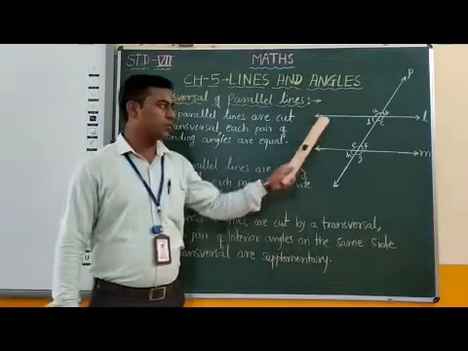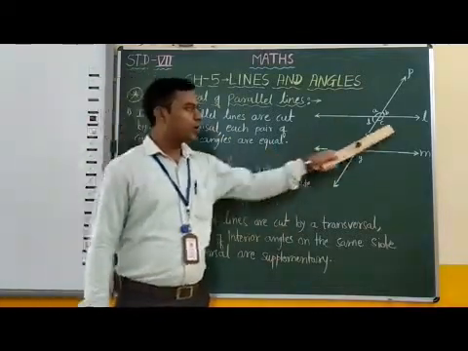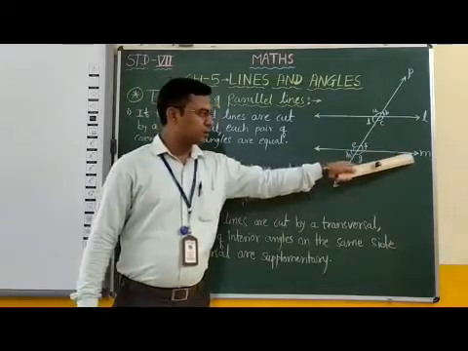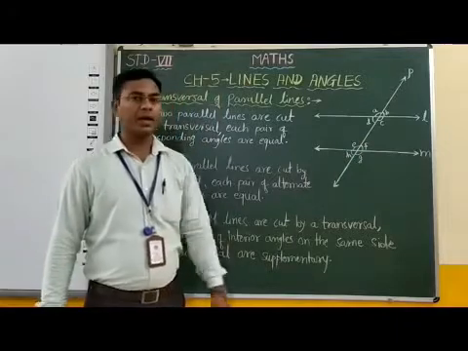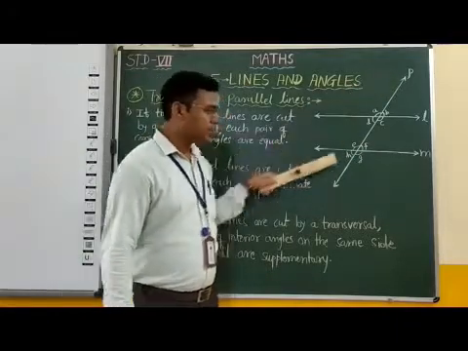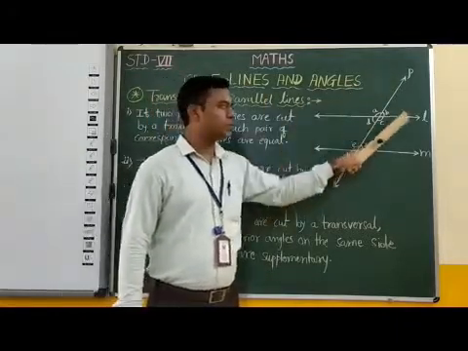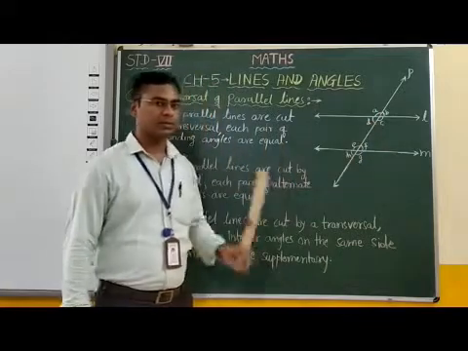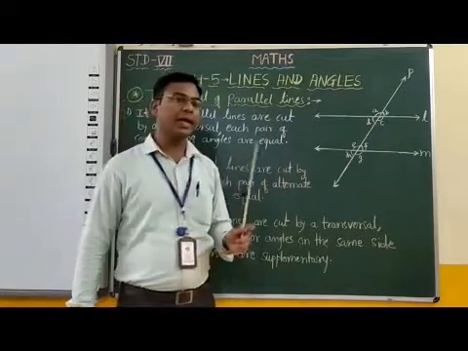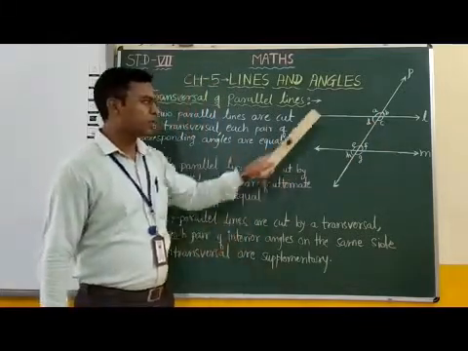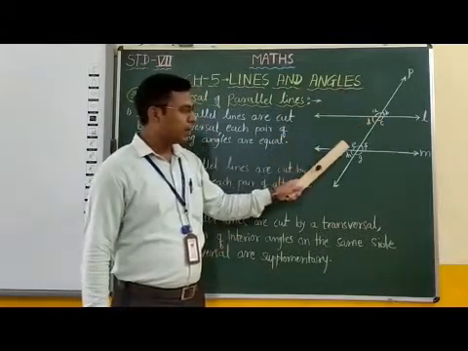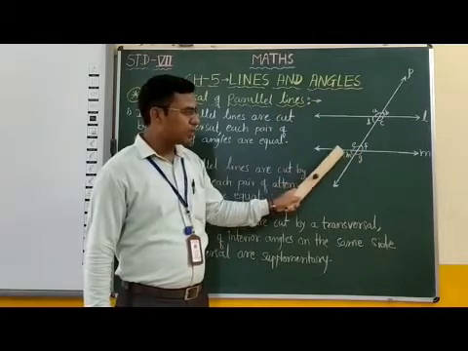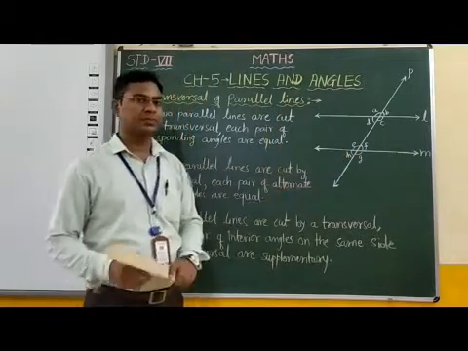Children, you observe here I have drawn two parallel lines, that is line L and line M, and line P is the transversal of these two parallel lines. Therefore, here 8 angles are formed. That is angle A, angle B, angle C, angle D, angle E, angle F, angle G and angle H.